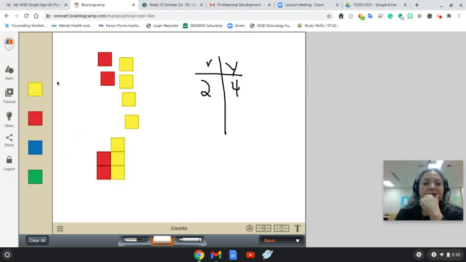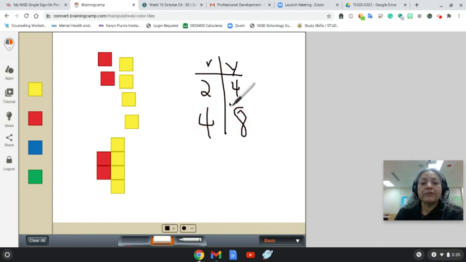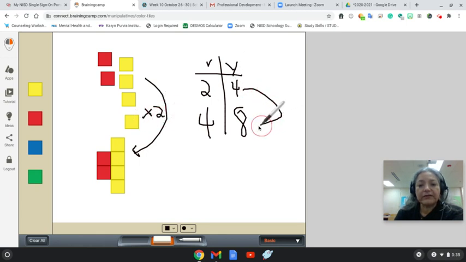So now my ratio is going to be 4 to 8. So here, my scale factor from here to here is going to be times 2. So that means I know that my scale factor from the first ratio to the second ratio is times 2. So we know that 2 times 2 is 4, and 4 times 2 is 8.